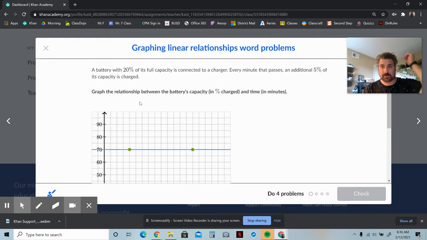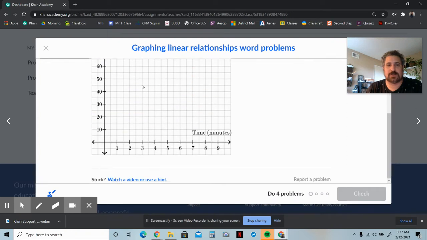So my hair's kind of funny. Let me fix my hair. Okay, is that better? Oh, it's still puffy. No, whatever.